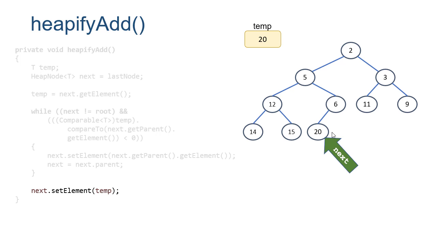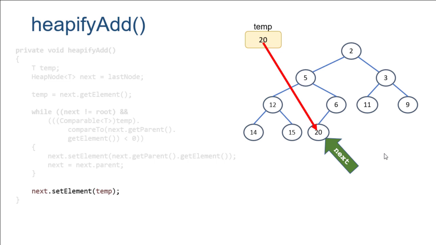And you may wonder, why don't we just do a swap? The reason is it's easier in cases where we have to do multiple swaps. It's easier just to set temp aside and move the values down. And we'll see an example of that in a moment. We move the temporary value back into the node that next is pointing to. That just ensures that we've saved that element. Again, here it doesn't have any effect, but it will in some cases.